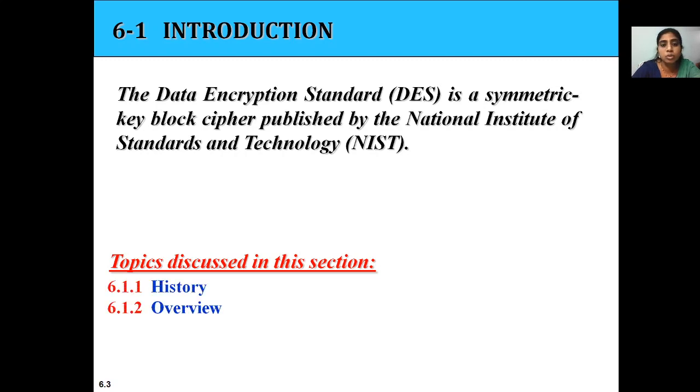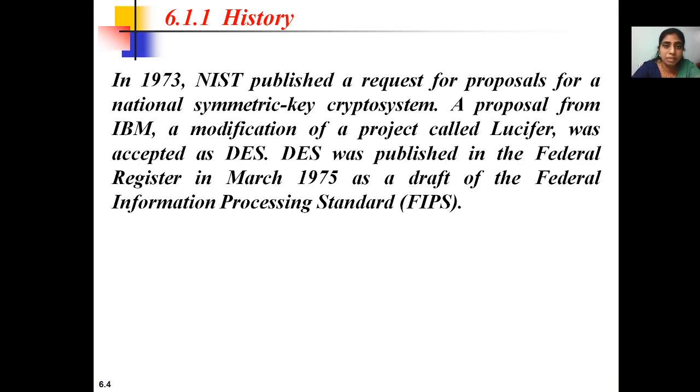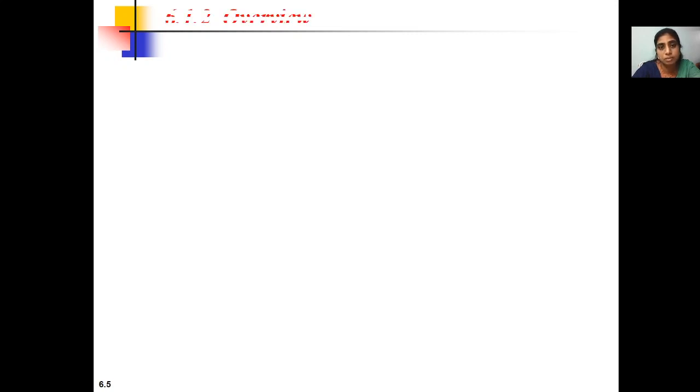The next topic is the history and overview. In 1973, NIST published a request for proposals for symmetric key cryptosystems. A proposal from IBM, a modification of a project called Lucifer, was accepted as the DES. DES was published in the Federal Register in March 1975 as a draft of the Federal Information Processing Standards.